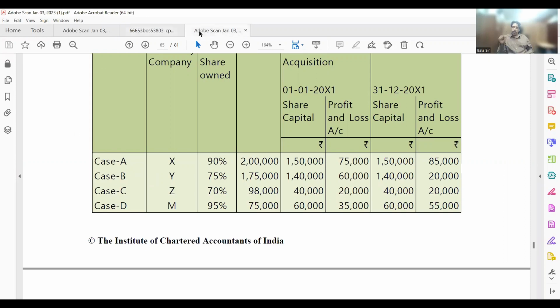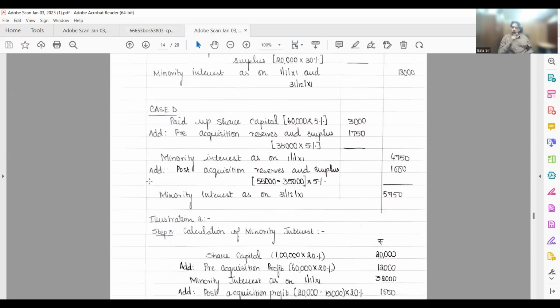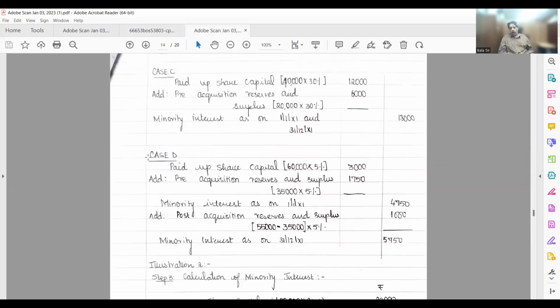Share capital, minority will be 5%. So 5% of 60,000 rupees, 3,000. And then add pre-acquisition reserves and surplus, how much? 5% on 35,000, 1,750. Then adding both, 4,750. That is the minority interest on acquisition date. And then to this add post-acquisition profits. 55,000 minus 35,000, which is 20,000 rupees, on that 5%, 1,000 rupees added, you get 5,750 as the minority interest on the consolidation date.